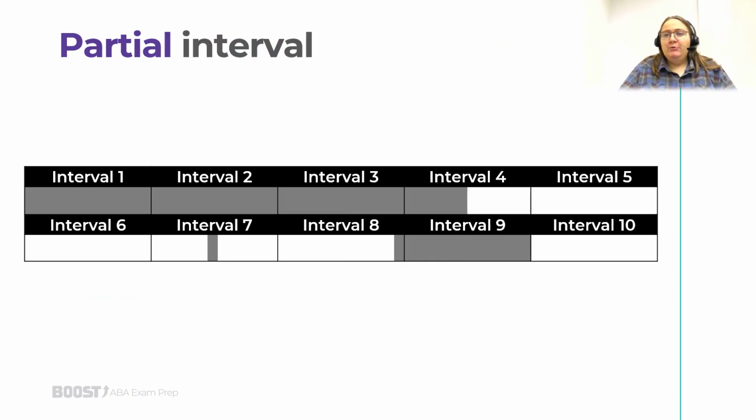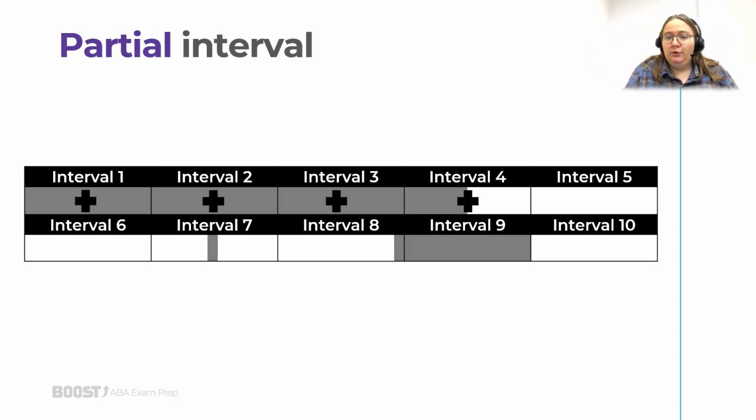Now, how would this differ if we used partial interval recording? Again, this is not what the question was asking about, but let's just showcase how we get different calculations even within the same data set, right? So if we were going to calculate this using partial interval recording, intervals 1, 2, and 3 would all be yeses, right? Because it's occurring for the entire interval. It's occurring for some part of the interval, but whether it's occurring for just a second, half a second, or the entire 10 seconds, doesn't matter. We would mark them as a yes.